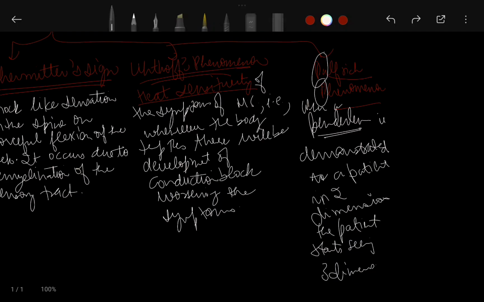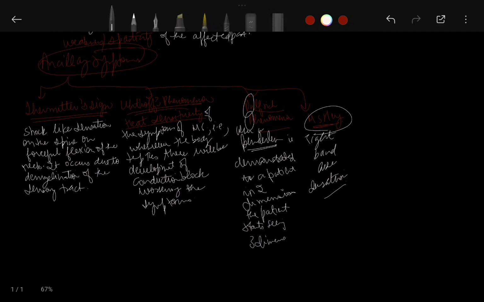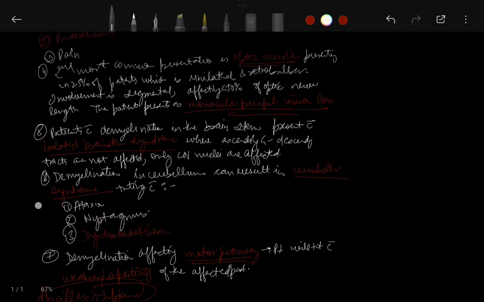After that, the last sign is MS hug, multiple sclerosis hug. There is a tight band-like sensation in this case. So that's all for this. Till now we have studied the ancillary symptoms such as Lhermitte's sign. From Lhermitte's sign, you should remember the term shock. Uthoff's phenomenon is related to heat sensitivity. Pulfrich phenomenon, pendulum. MS hug, tight band-like sensation. That's all.